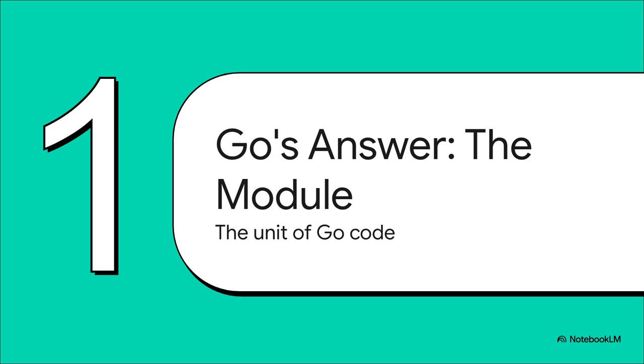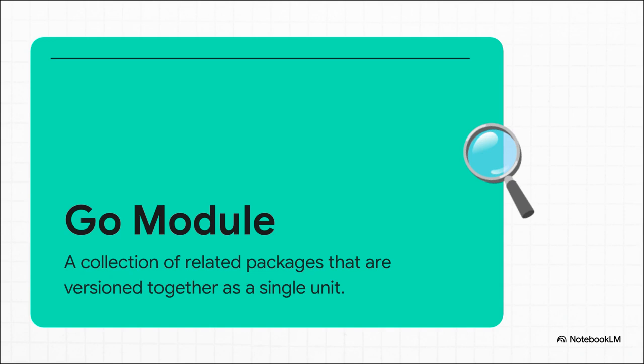And that right there brings us to the main event, the Go module. This is Go's elegant answer to keeping our code organized, versioned, and easy to reuse. So what exactly is a module? Well, you can think of it as a collection of related Go packages all bundled up and managed as one single thing. It's that self-contained toolkit we were just talking about, designed to do a very specific job.